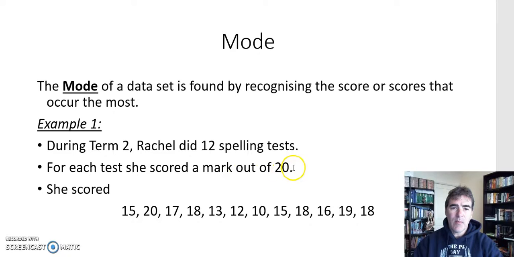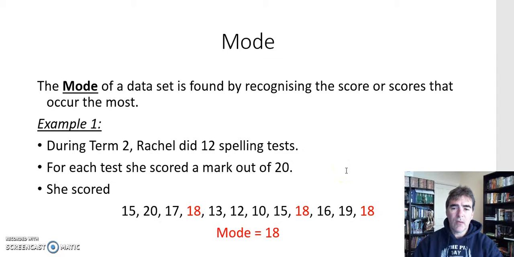So let's have a look at an example. We'll go back to Rachel and the 12 spelling tests that she did. So we need to look at which ones occur the most. Well, she got 15 out of 20 twice, and she got 18 out of 20 3 times. So we can see 18 out of 20 was the most common, so the mode is 18. So that's how we find the mode from a small data set.